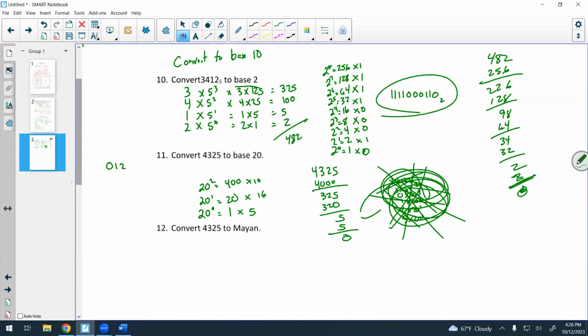0, 1, 2, 3, 4, 5, 6, 7, 8, 9. That's easy. A, B, C, D. Is that 13? 14, 15, 16. What comes after G? I'm not singing, so I have to think about it. 17, 18, H, I, J, 19. Okay. So 5 is simply 5. 16 is G, and 10 is A. I'm looking at A, G, 5, base 20.